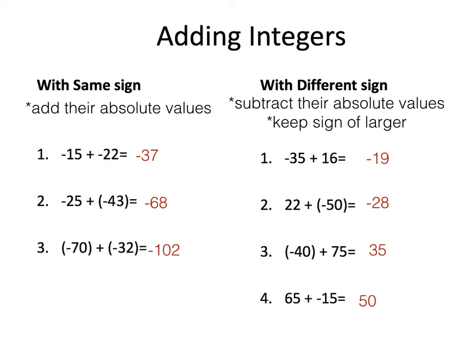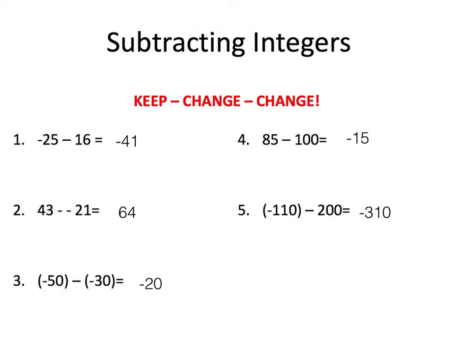The next topic will be subtraction. To subtract integers, you need to keep, change, change. For problem number 1, we would do -25 plus -16. So to keep, change, change, you keep the original number, first number, change subtraction to addition, change the number after subtraction to its opposite. So then you would follow your addition rules from our previous screen.